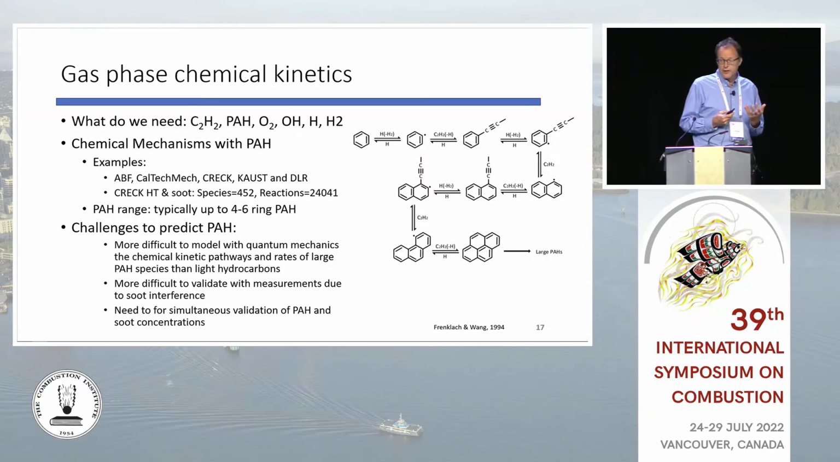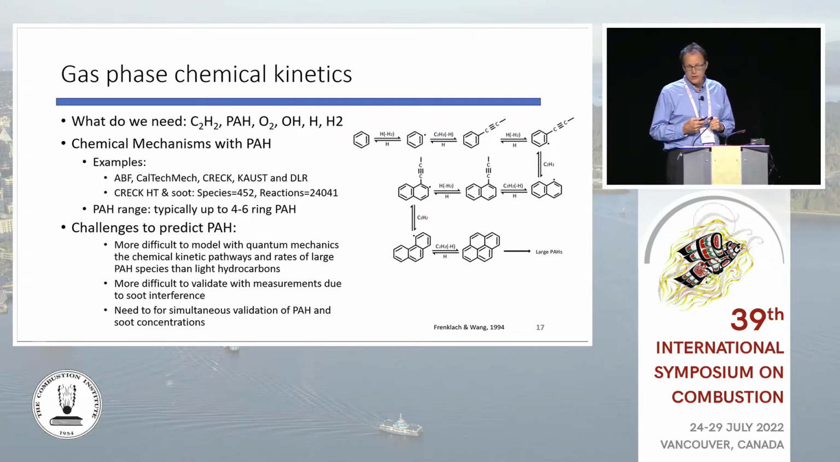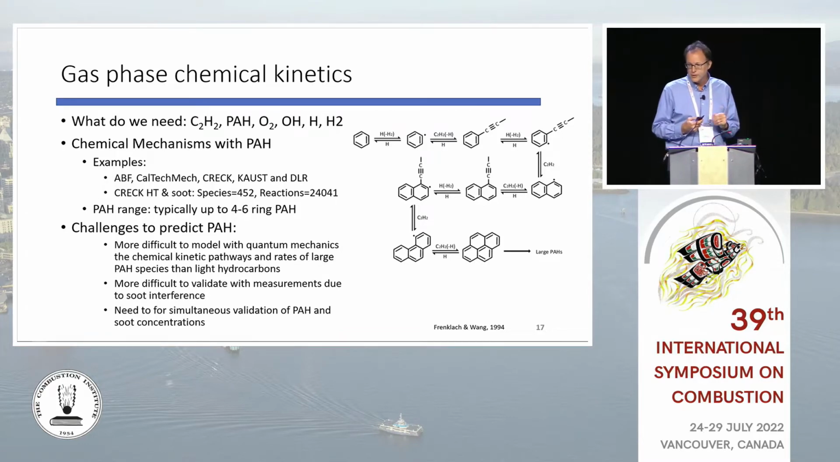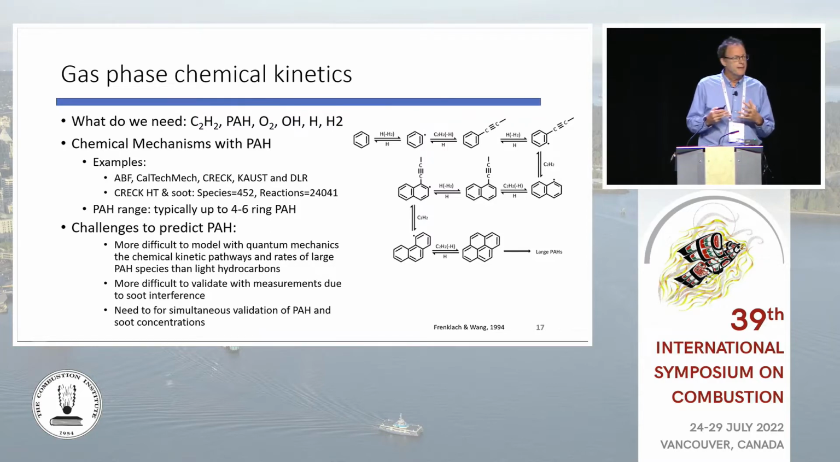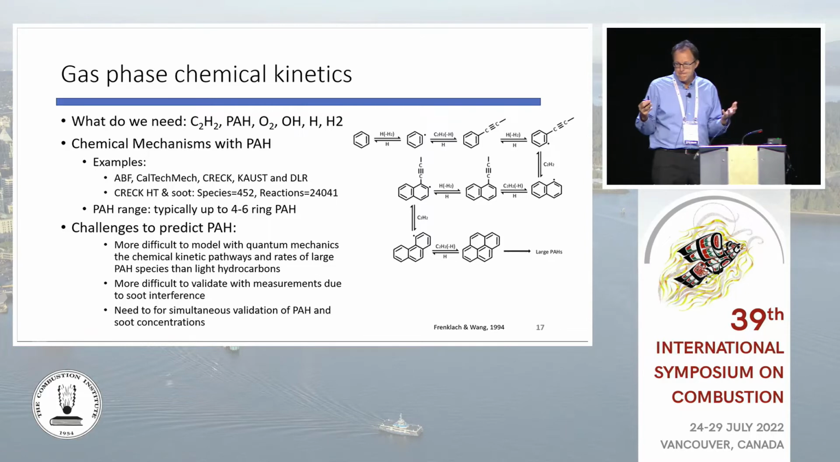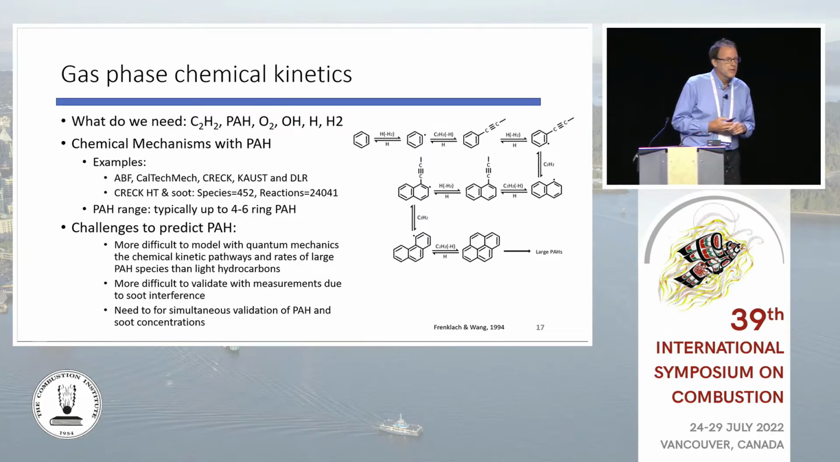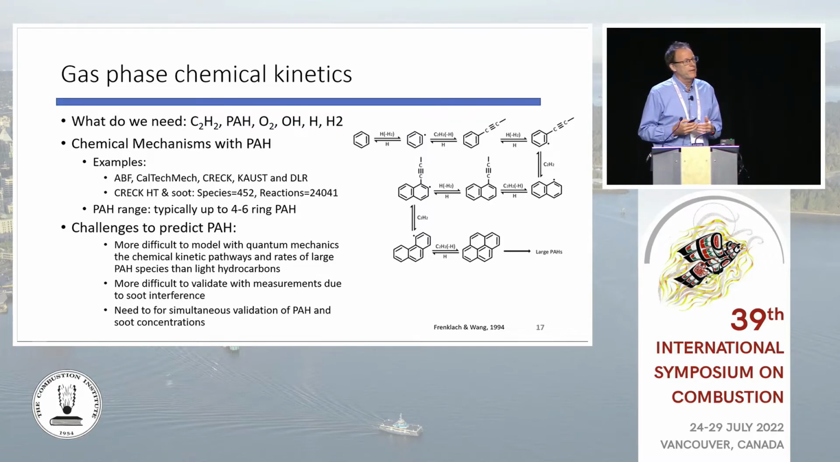So first of all, starting with gas phase chemical mechanisms, we need a number of species in our soot model. Of particular importance in soot modeling is PAH. There are a number of models that I've listed here that provide pretty good PAH species predictions. Typically, they have PAHs up to 4 to 6 aromatic rings, which is a size that many researchers feel is relevant to particle inception. But they are computationally intensive.